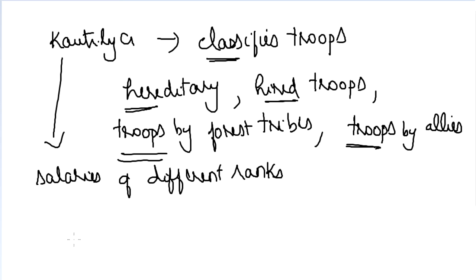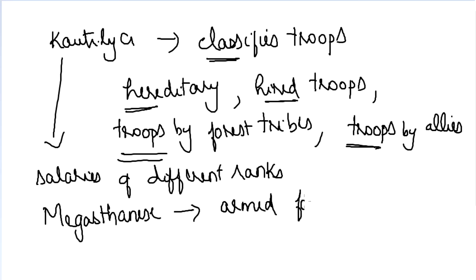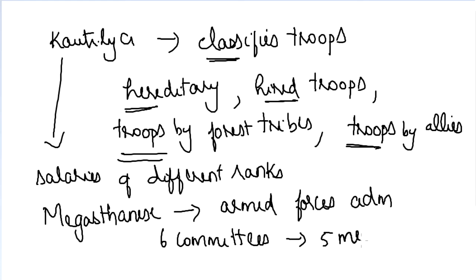Megasthenes describes the administration of armed forces as comprising 6 committees. So this much we learned from what Kautilya and Pliny said. Now, according to Megasthenes, the armed forces administration consisted of 6 committees with 5 members each.